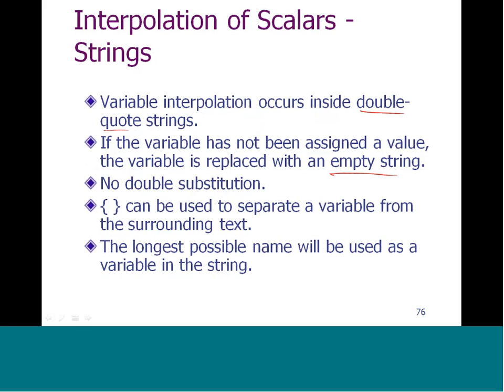One other thing is that there is no double substitution, meaning you cannot substitute once and then have that as another variable so that you can substitute it again. So it is only one time use essentially. Then in case you have letters that are continuous, and part of it denotes a variable, then you can use the brackets to separate the variable from the surrounding text. This will be more apparent when I talk about this next rule, which is that the longest possible name will be used as a variable in a string.